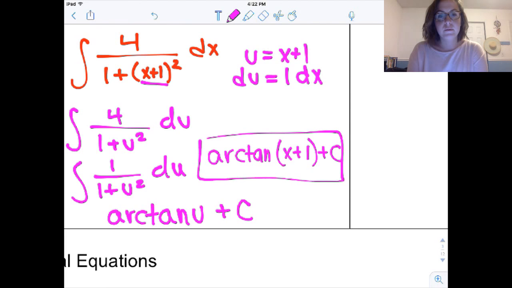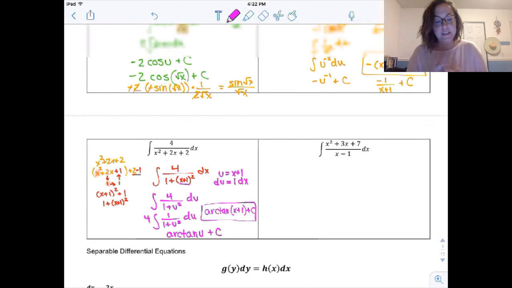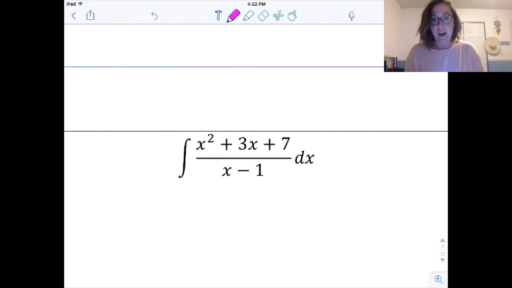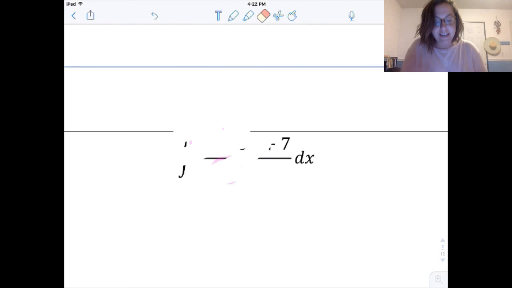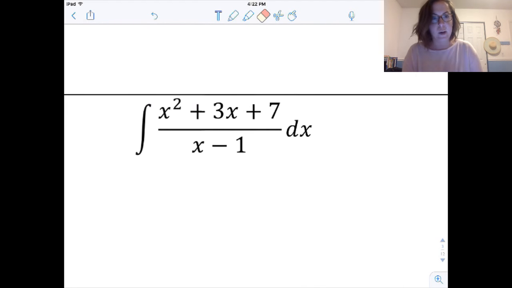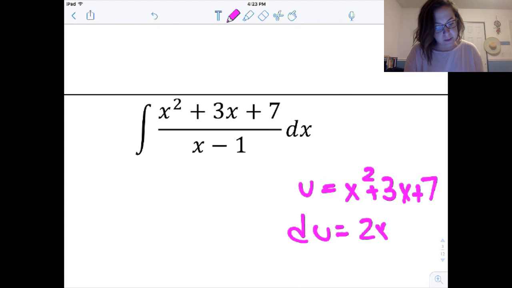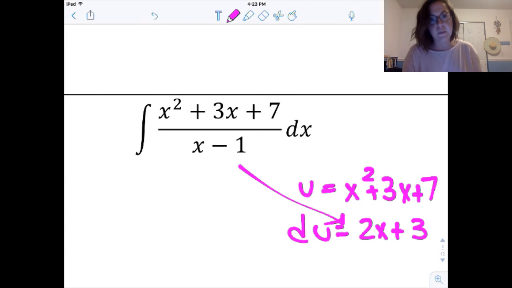Okay, the last type we're going to talk about is when we need to do some division. And here's what I want to look at. When I look at this, I see an x squared, I see an x to the first, right? But just think about this for a second. If I made my u x squared plus 3x, and again, I wouldn't write this down, I'm just showing you what I mean, du would be 2x plus 3. First of all, those are not multiples of each other, so problem.